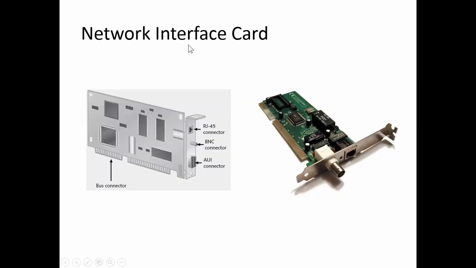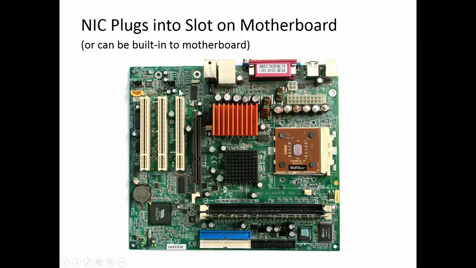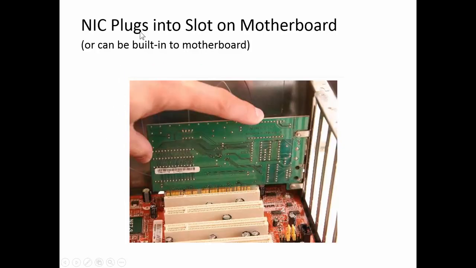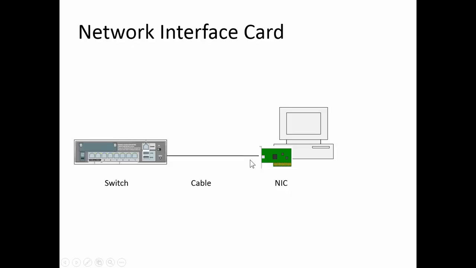So let's start out with a network interface card. A network interface card, as you know, is a circuit board about the size of your hand, and it allows the networking cable to plug into the back of the network interface card. The network interface card plugs into slots on the motherboard, or it can be built into the motherboard. The network interface card is what the cable plugs into.